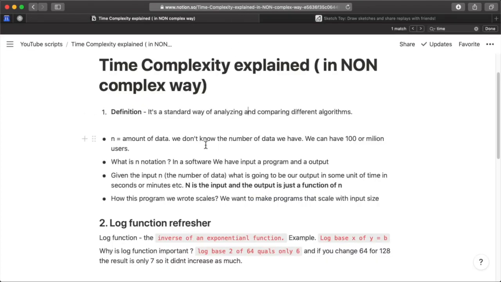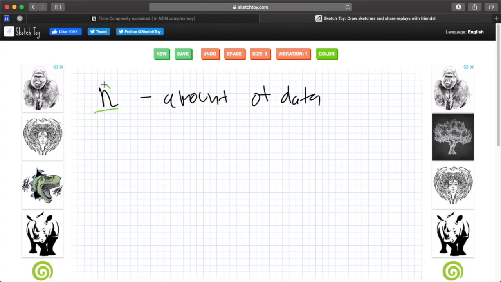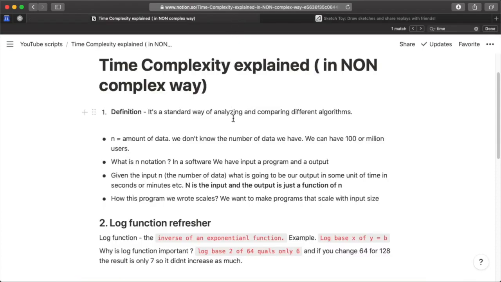So the second thing. Oh, by the way, N is usually an integer, not usually, but all the time. It can be, let's say, we can work with 100 pieces of data or 1000 or whatever number. It can be any number basically.